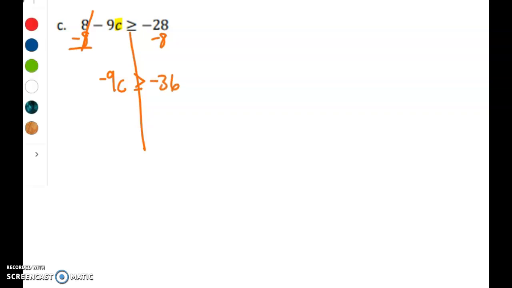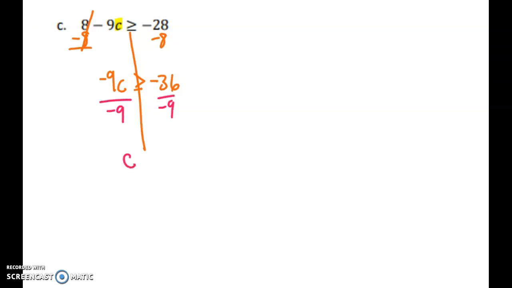Okay, now I'm going to have you solve example 1c. All right, so I am going to highlight the C, and now I want to get C by itself. I need to move the 8 first. The 8 is positive because you look to the left of the number. It's a positive 8, so I need to subtract 8 from both sides. So I have -9C, still greater than or equal to, and -28 minus 8 is -36. Now I'm going to divide by -9 on both sides.